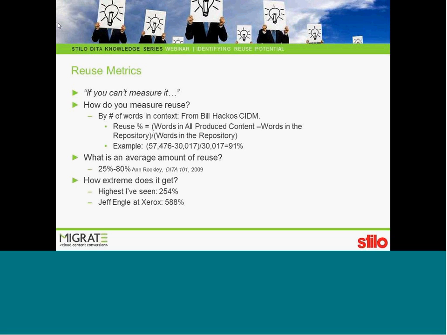And that gives you an example of a project I was working on where we had 57,000 words in our output, but only 30,000 words in our XML source, and that gave us a reuse percentage of 91%, which is pretty awesome. And it actually went way up past 100% once we added mobile to the output.